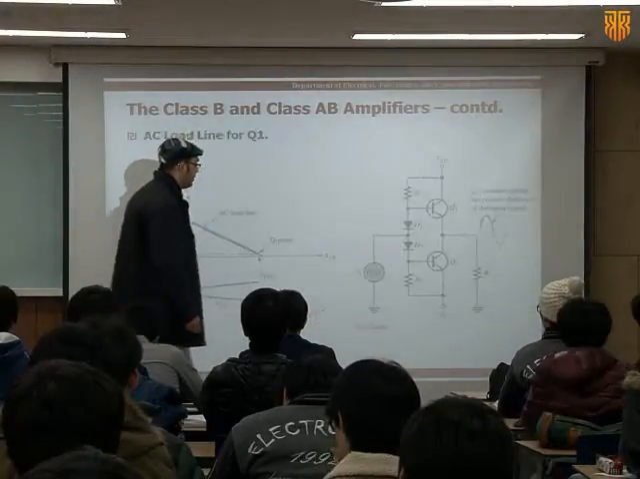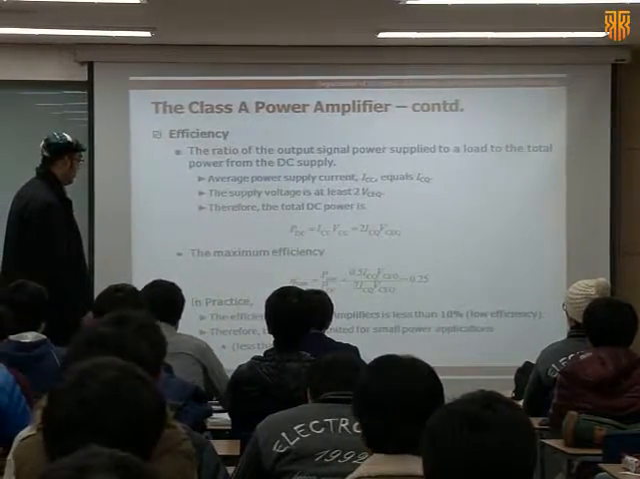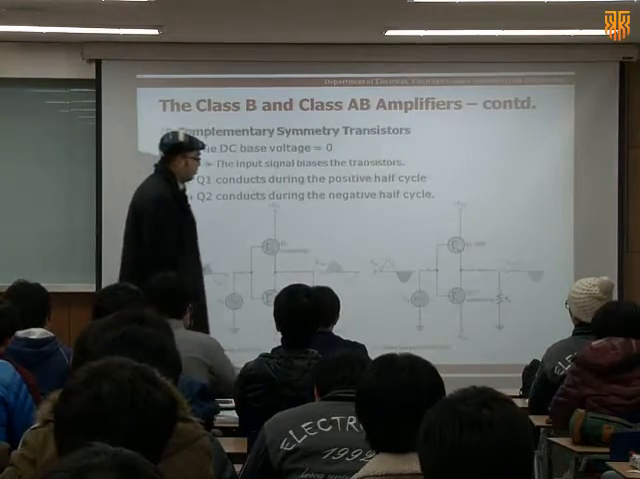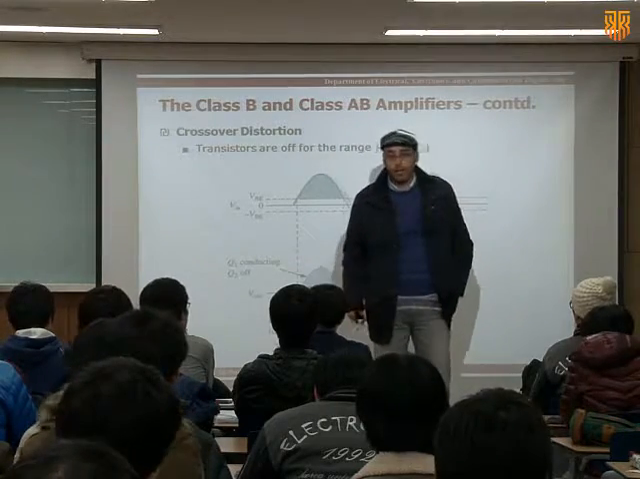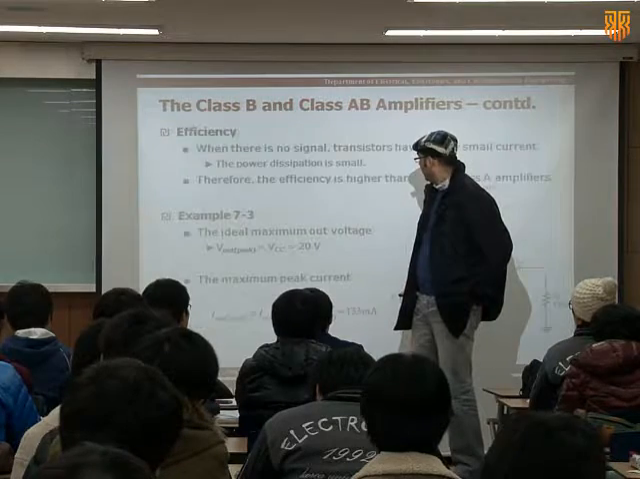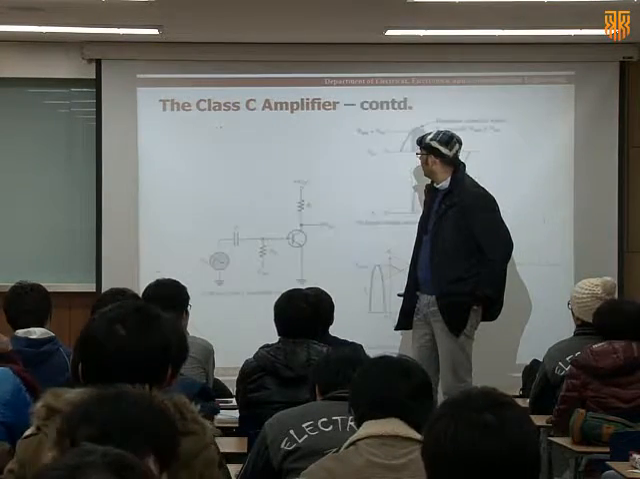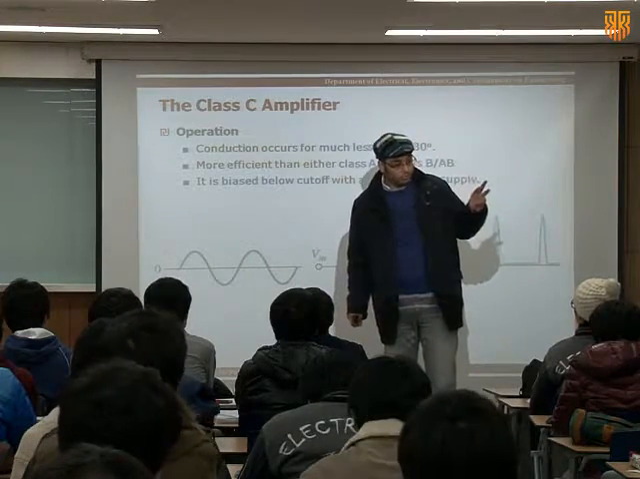And for the class A, this one, it is 25%. So we want to increase the efficiency. Okay, we want to increase the efficiency. This is the first thing.